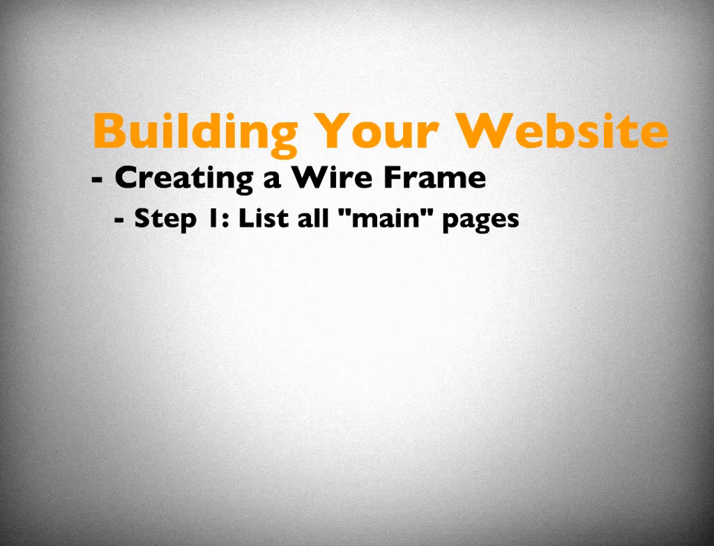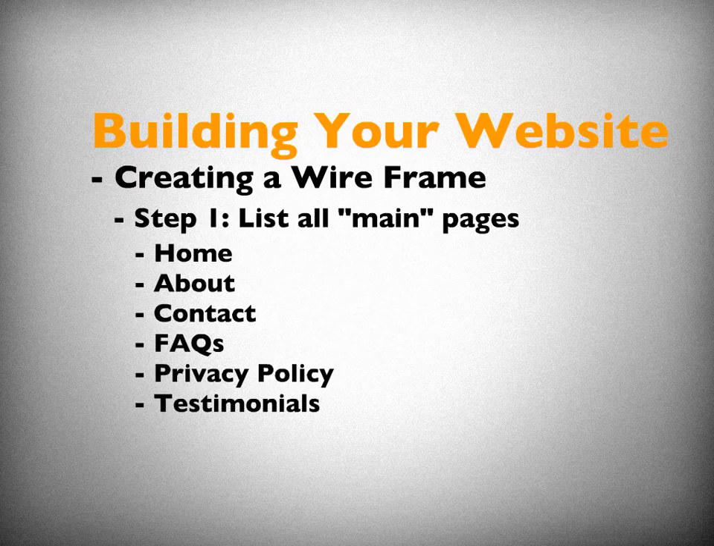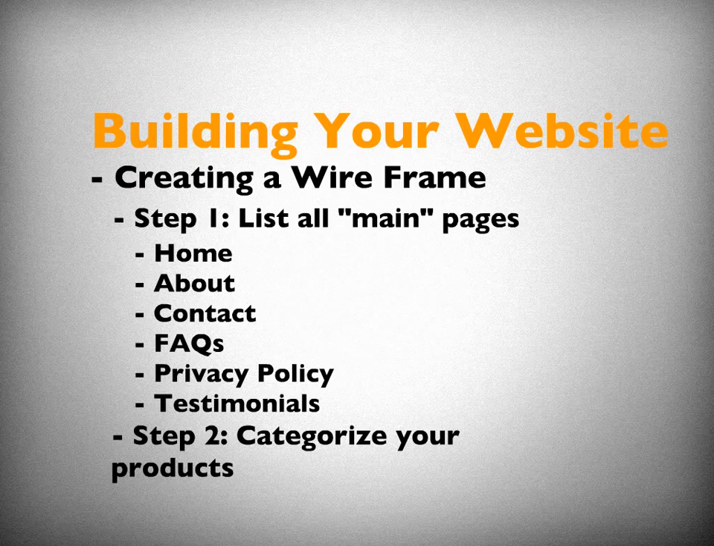For example, maybe our home page, About Us page, Contact Us page, FAQs or privacy page, or even just our testimonials page. So these might be our main or top level pages. Step two is to categorize your products. For example, if we're selling electronics, I know that's pretty broad, or golf equipment, whatever we want to choose, let's say golf equipment, then I would categorize them into drivers, putters, irons, wedges, golf clothing, golf shoes, accessories, GPS devices. I'd start categorizing those because those would also become pages in my website.